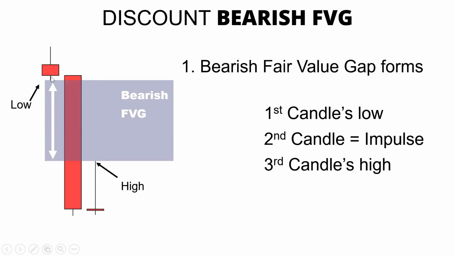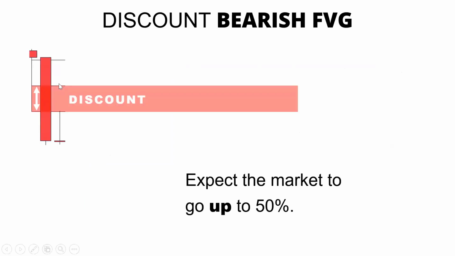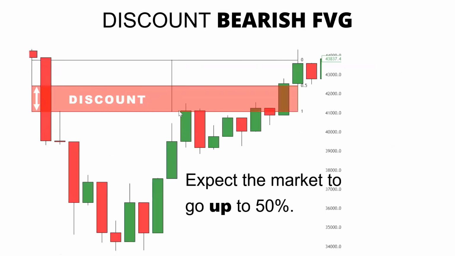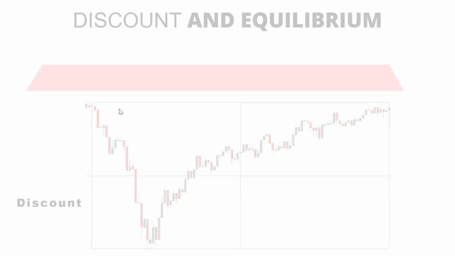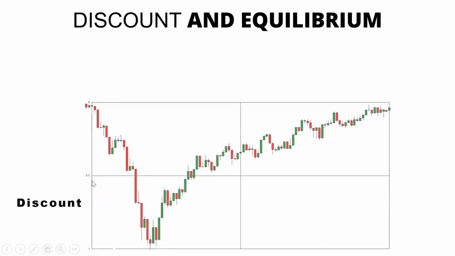Within the fair value gap, you can put in your Gann box or your Fibonacci levels. Below the 50% equilibrium level is discount prices. So we know that the price is going to come back up and at least close within those levels. So we expect the market price to go up. So it goes back up, sweeps liquidity, goes into the premium, closes the actual fair value gap, and that's how it is. Then let's look at discount versus equilibrium.